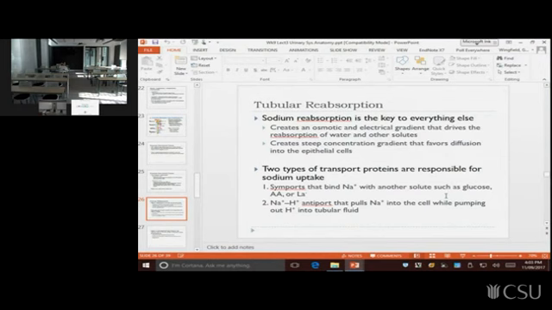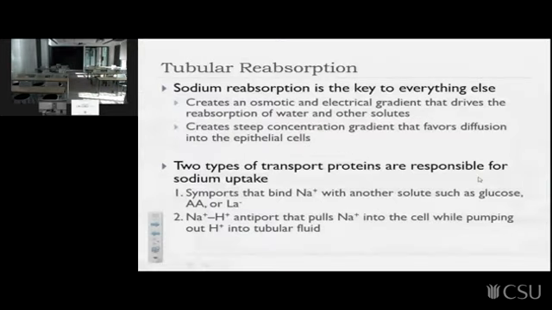Yeah. Okay, cool. Alright, so I'll pick up from where we started this morning. So finishing off with tubular reabsorption. Sorry about cutting off so soon, I thought I went through to the full hour.